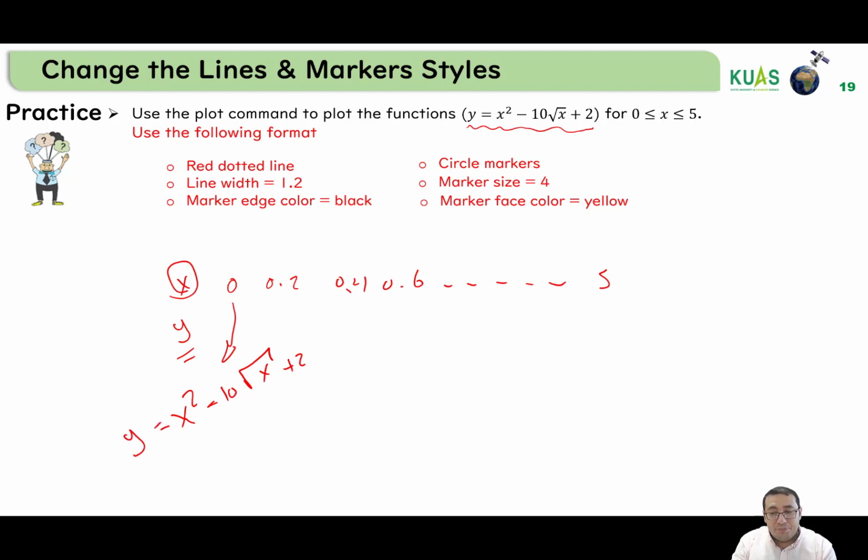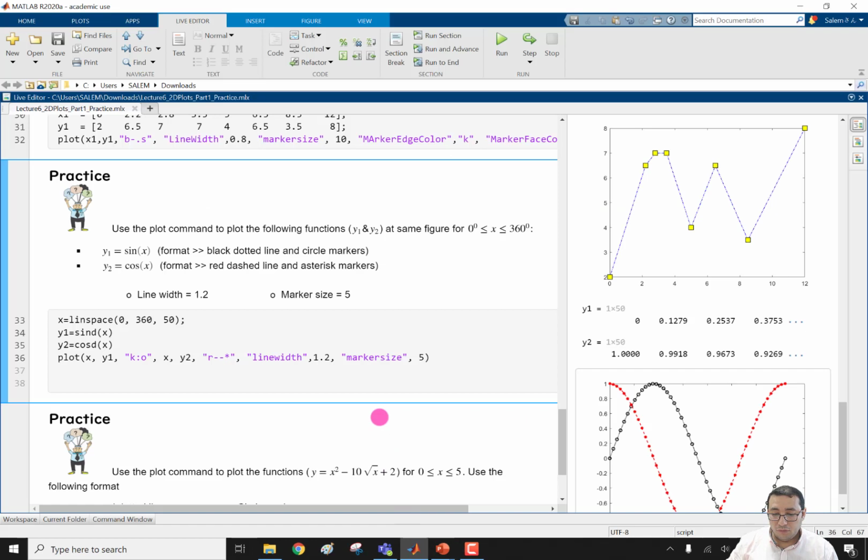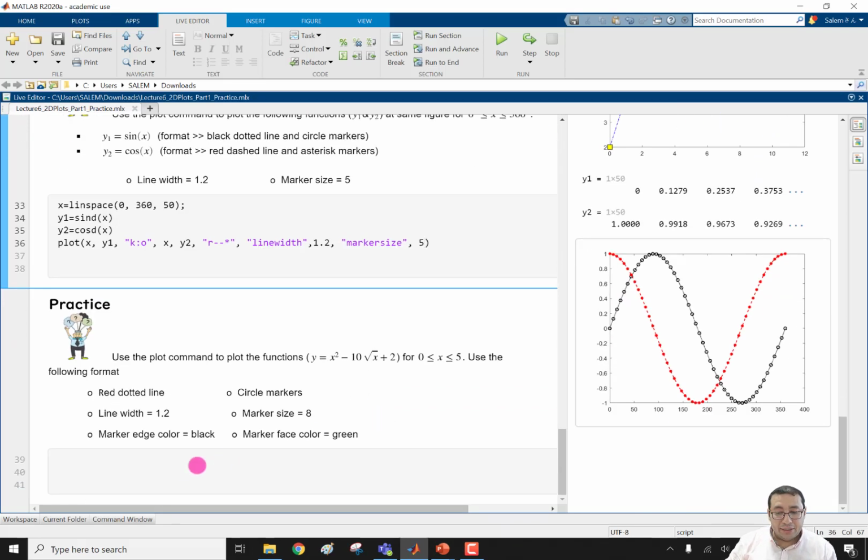So to write this, please remember that if x is a vector and we need to put that to the power, we should write dot to the power 2. And then minus 10, and then multiply by square root of x, and plus 2. Let's do that in MATLAB. Here is the last practice.